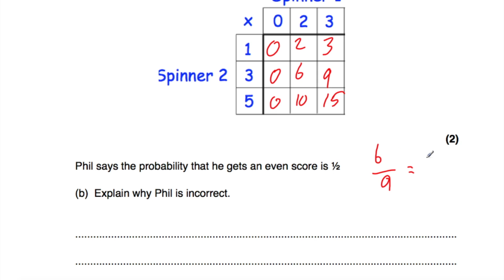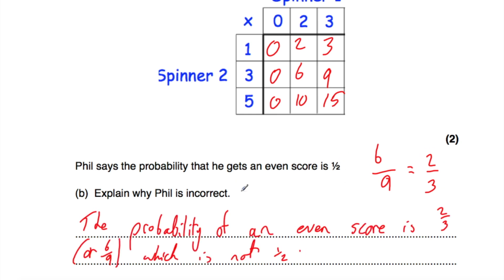6 divided by 3 is 2. And 9 divided by 3 is 3. So the probability of an even number, an even score, is 2/3, not a half. And that's it. I've just said the probability of getting an even score is 2/3 or 6/9, which is not a half. And that's it. Okay, let's look at our next question.